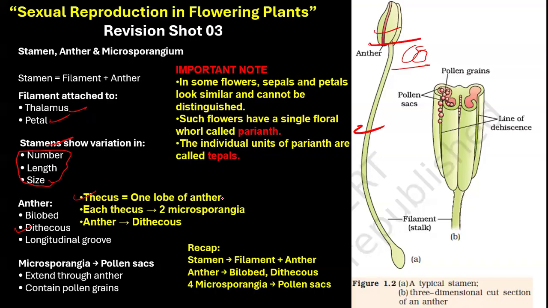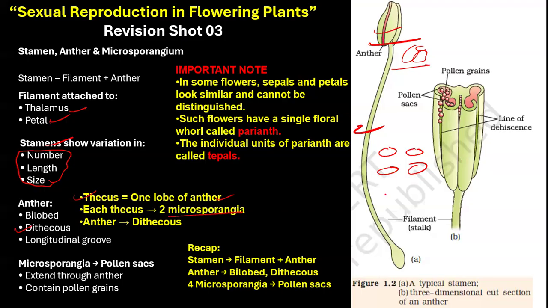There's always confusion among students about this theca. Each thecus has two microsporangia, small structures like this. In each thecus, you have two microsporangia, and the anther is dithecous as is mentioned here. Observe that if we observe the transverse section of the anther, its bilobed nature becomes very clear.